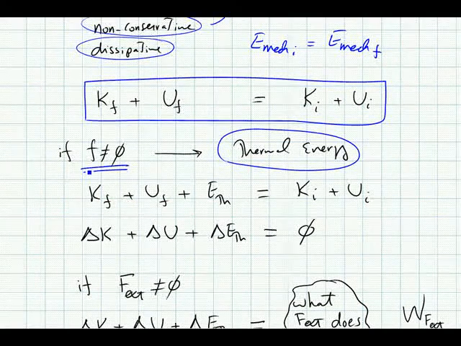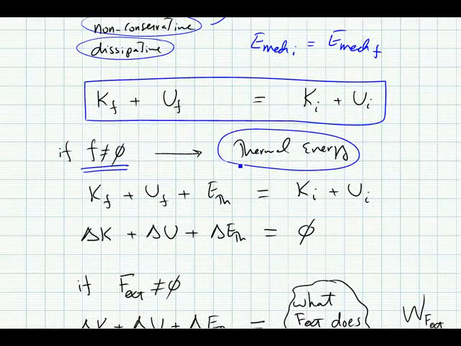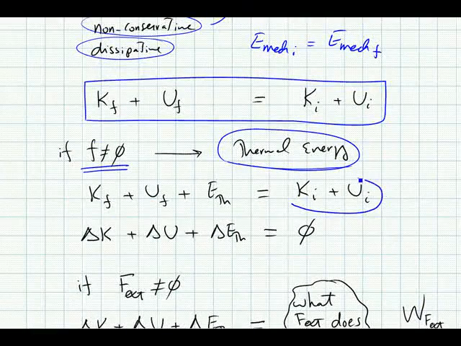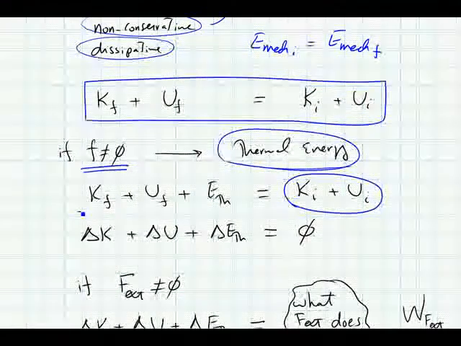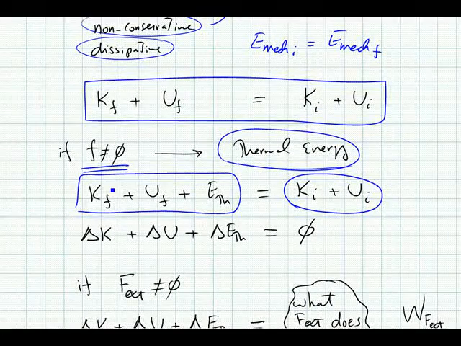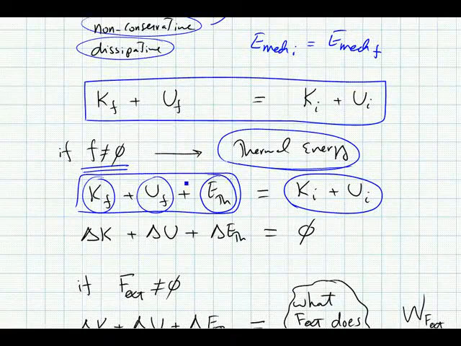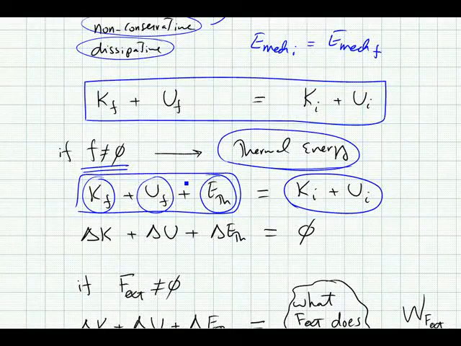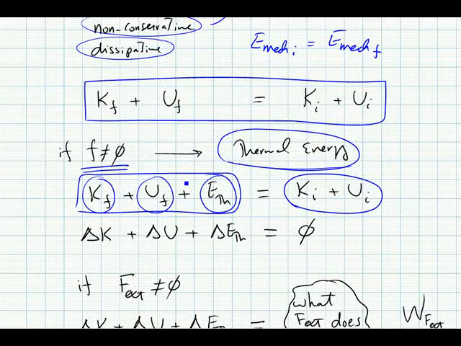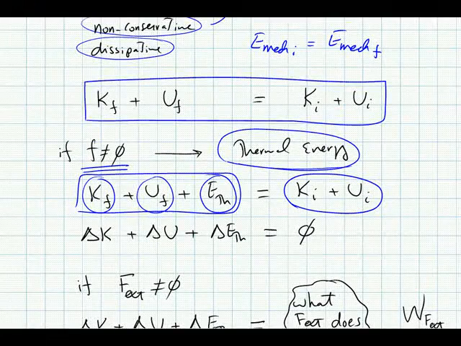If friction type forces do exist, then there will be an increase in the thermal energy of the system. So if Ki plus Ui is the initial total energy of the system, then in our final state we'll not only have a kinetic energy term, a potential energy term, but a thermal energy term as well. So now our total energy is split between mechanical energy and thermal energy in the final state.